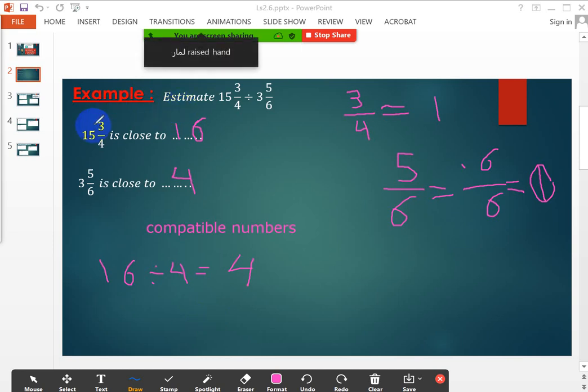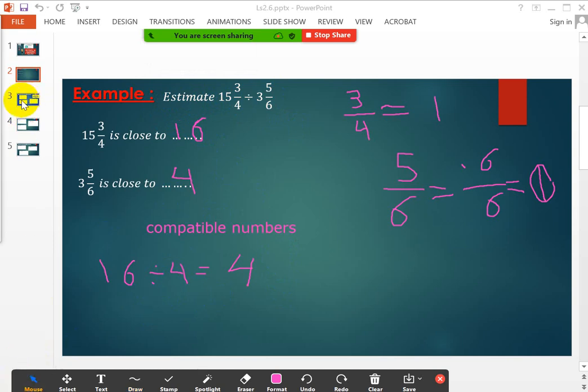So I have to round those numbers into the closest number, and those closest numbers must be compatible numbers, numbers I can divide by each other mentally, without using any strategy, by using my mind. So this is the strategy that I will use to estimate the division.